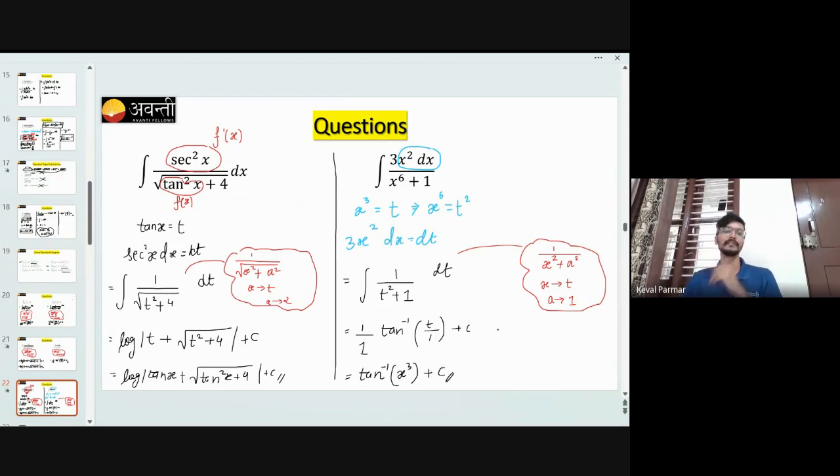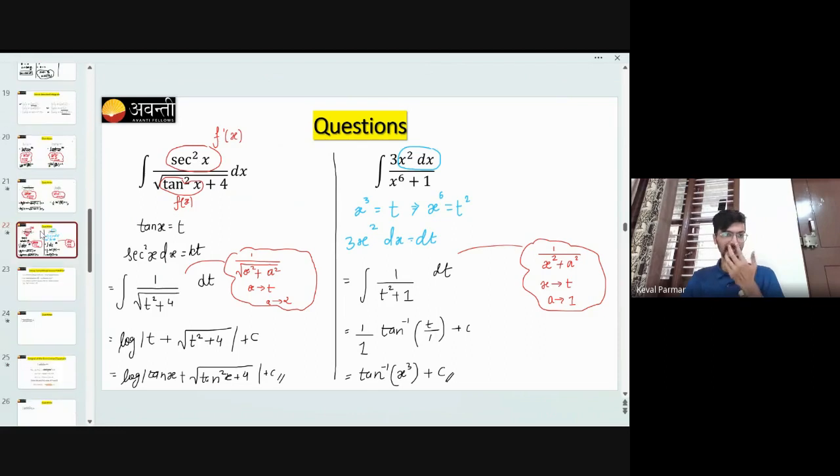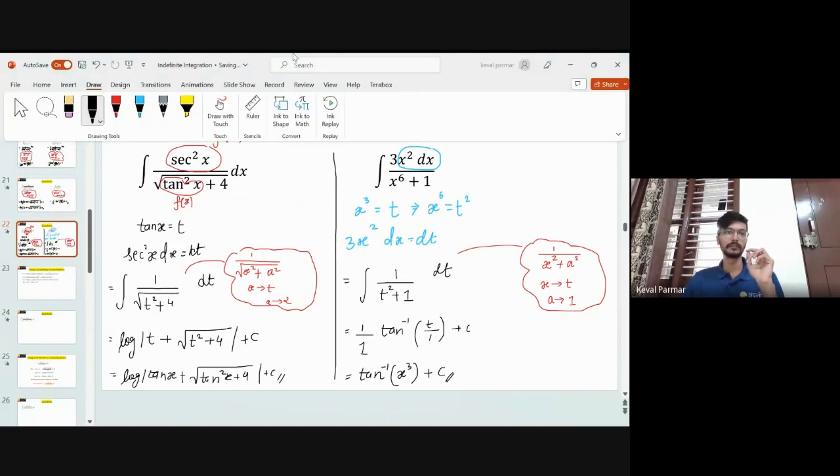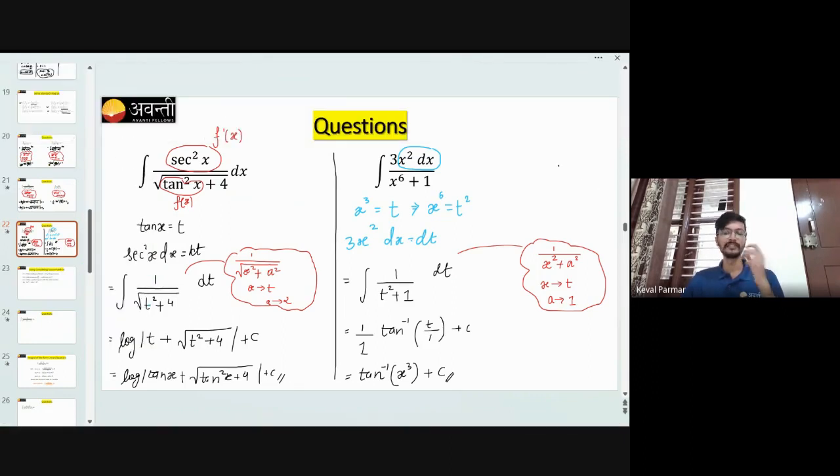This is my answer. Simple. I hope you are getting it. So these were some of the examples which we can do for those formulae. Got it? If these formulae were clear, let's move on to the next part.